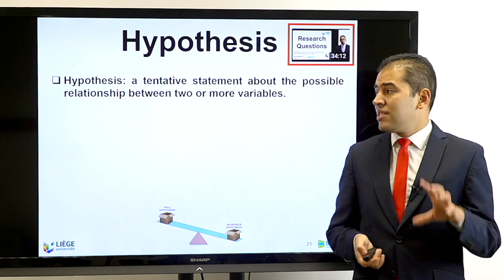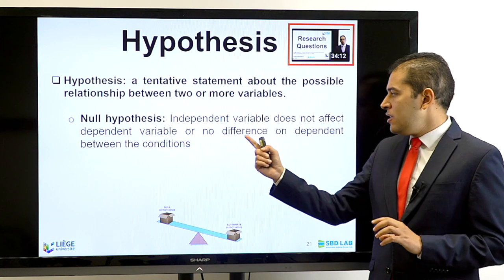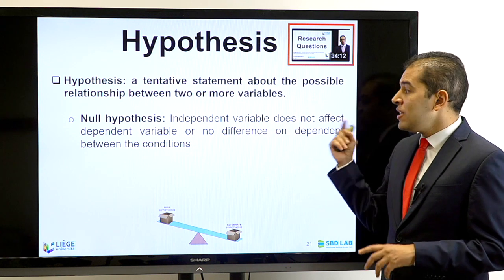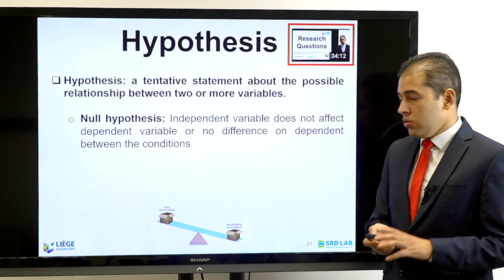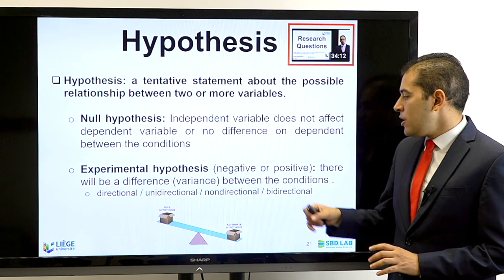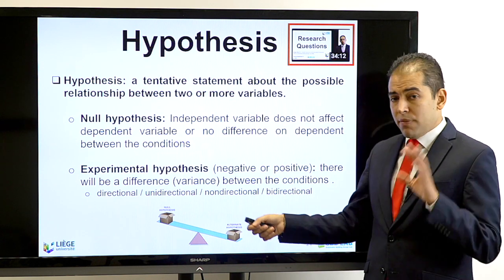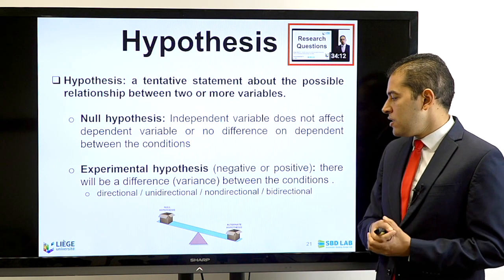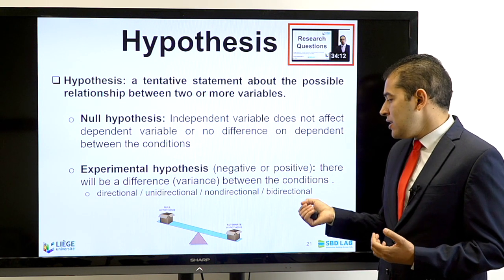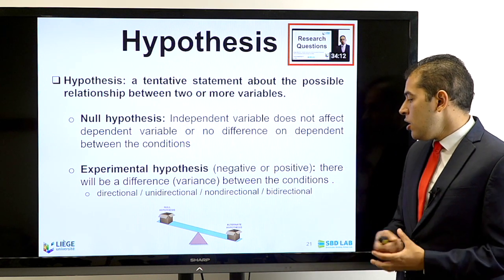Following up on hypotheses, there are different types of hypotheses. We have the null hypothesis, which is that the independent variable does not affect the dependent variable, or there is no difference on the dependent variable between the conditions. So then we call it a null hypothesis. And we have experimental hypotheses, where there is a negative or a positive effect, and there will be a difference or a variance when we are measuring the statistical variance between the conditions. And in this sense, this variance can be directional, unidirectional, non-directional, or bidirectional.